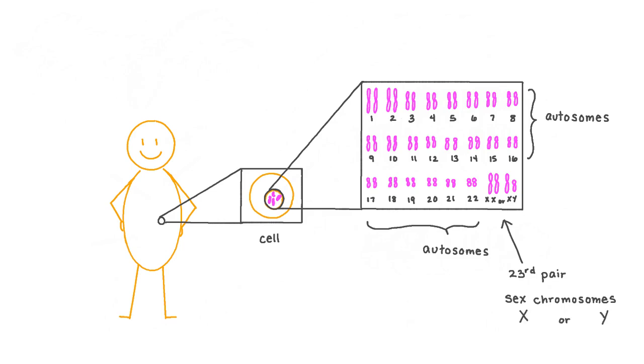Sex chromosomes can either be X chromosomes or Y chromosomes. And the 23rd pair is typically either XX or XY. The pairing of chromosomes in this 23rd set determines the biological sex of an individual. Biological females will typically have an XX 23rd pair, while biological males will typically have an XY 23rd pair.